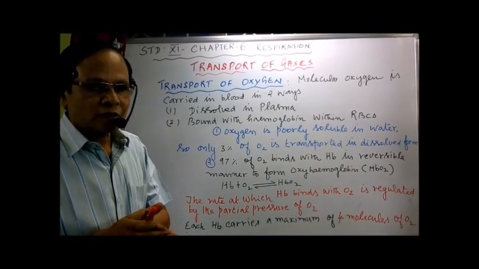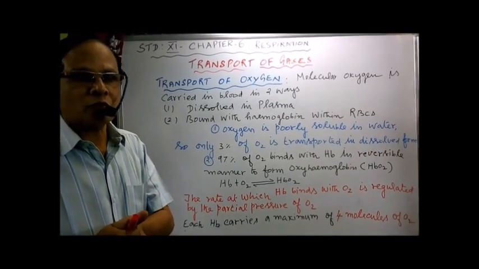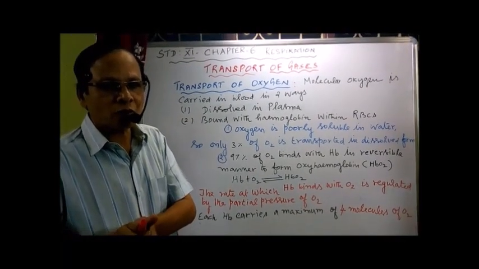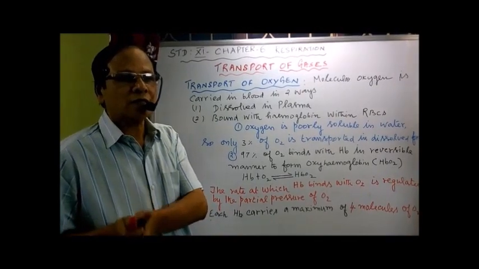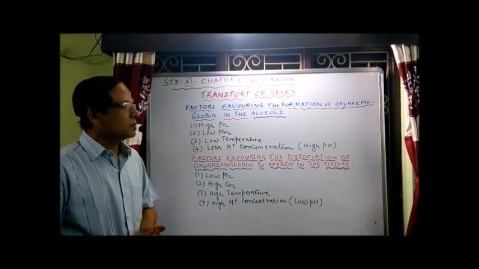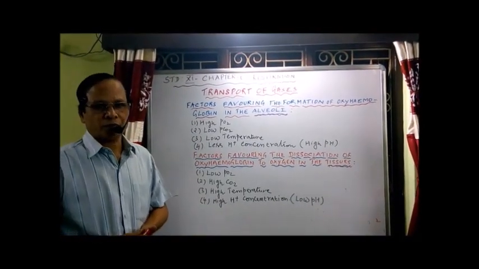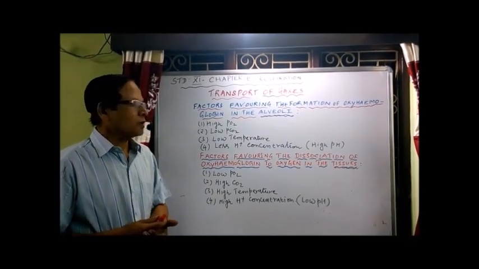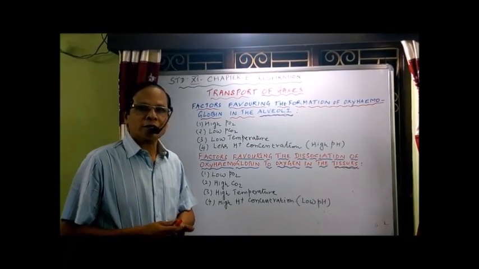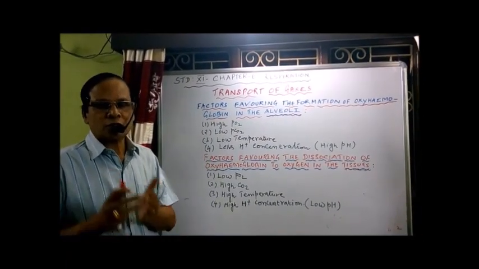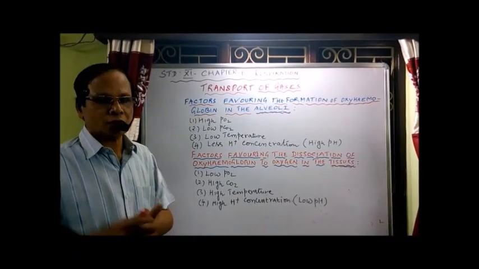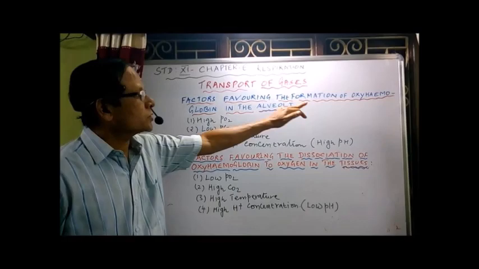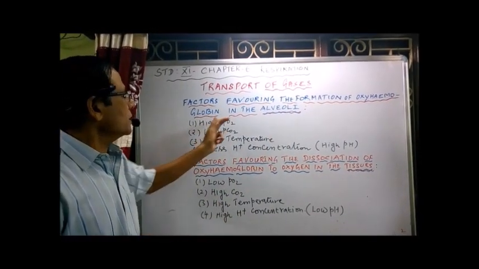The factors favoring the formation of oxyhemoglobin in the alveolus and the factors favoring the dissociation of oxyhemoglobin to oxygen in the tissues. Now what are the factors favoring the formation of oxyhemoglobin and its dissociation? The formation of oxyhemoglobin occurs in the alveoli. The dissociation of oxyhemoglobin occurs in the tissues. Now let's see. What are the factors favoring the formation of oxyhemoglobin in the alveoli?